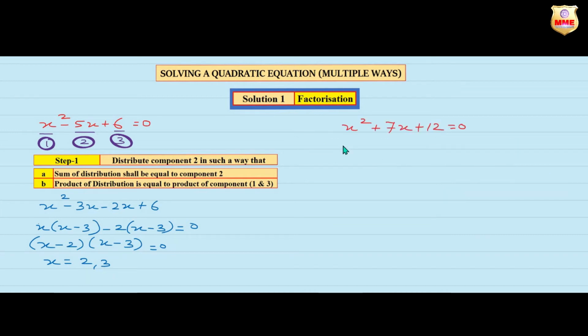Now, to understand further, we will take one more example. As you can see here, x square plus 7x plus 12 equal to 0.